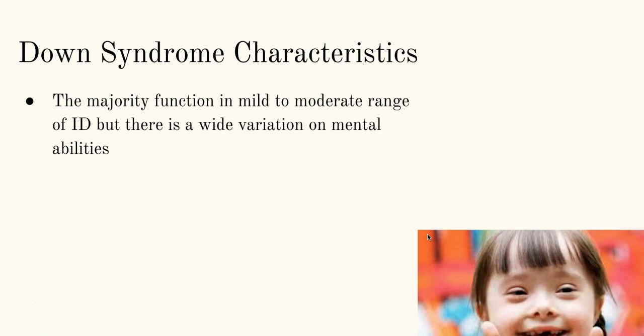So the majority, again, just like we talked about, the majority of people with Down syndrome are going to be in the mild to moderate range, but there's a really wide variation in mental abilities, overall skills and abilities, what people are able to do and not do.